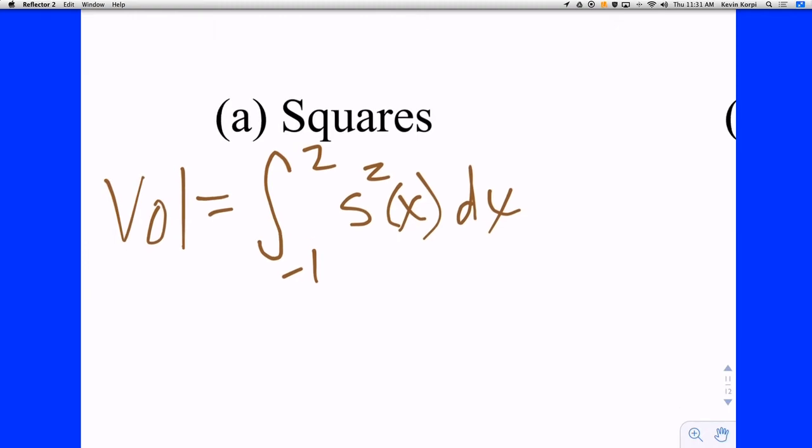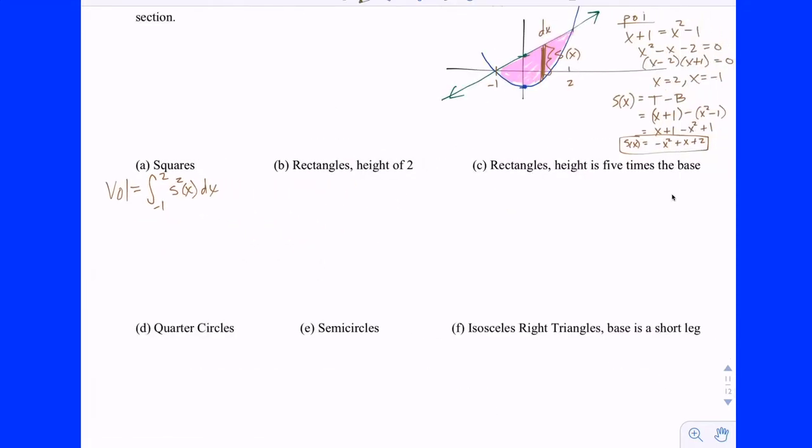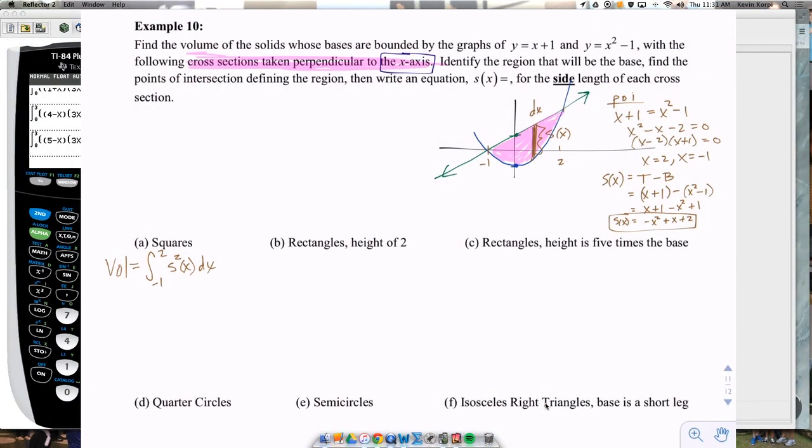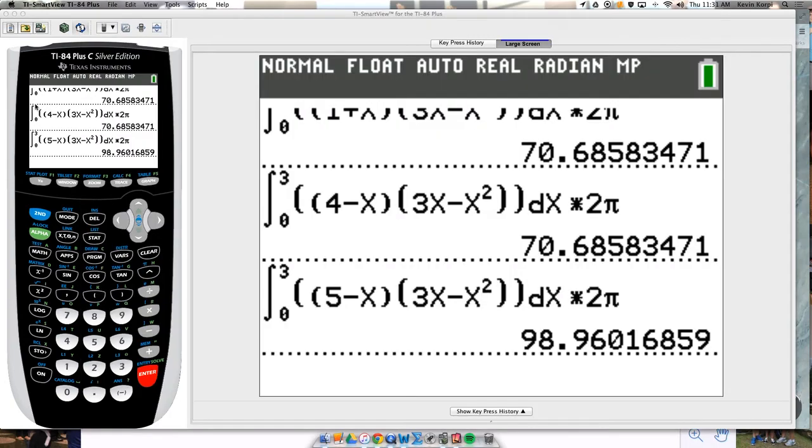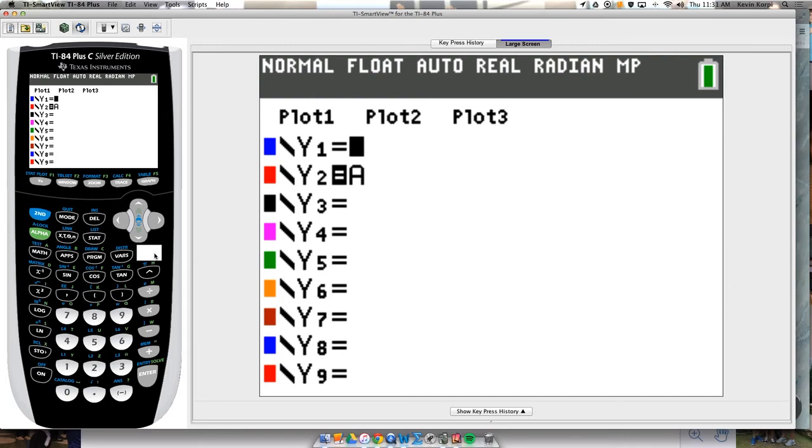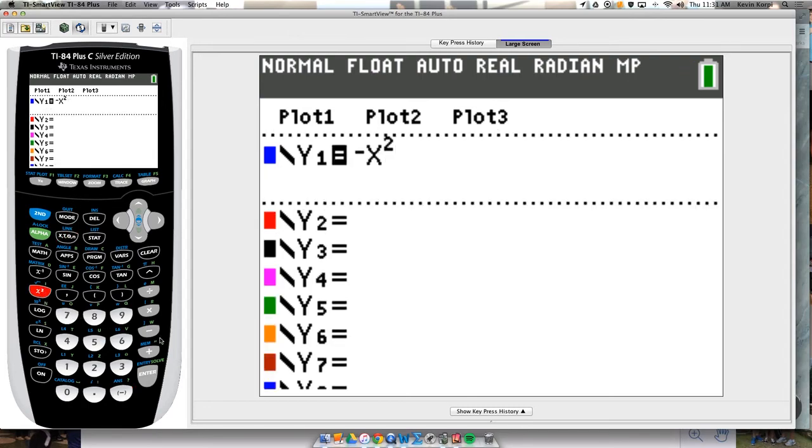Now, I'm going to do this entirely on the calculator instead of doing it by hand. So let's go ahead and do the following. If you wanted to, instead of calling it s of x, you could type in your 2 equations as y1 and y2, and then when you type it in, you would just do y1 minus y2, whatever you prefer. I'm going to just type in s of x as one equation, and I'm going to get negative x squared plus x plus 2, because we're going to be using that same side length each and every time. So it'll save some keystrokes. You don't have to do top minus bottom. So I have that in Y1.